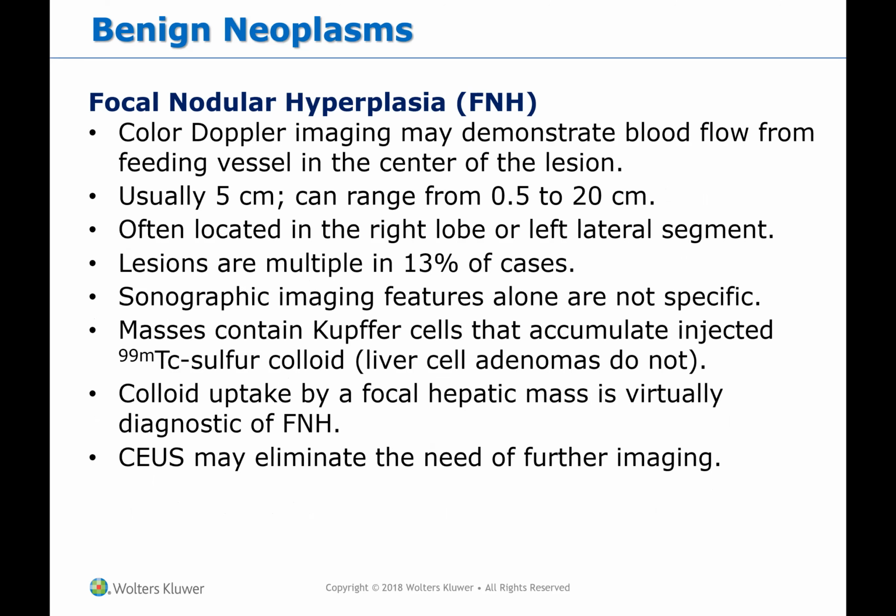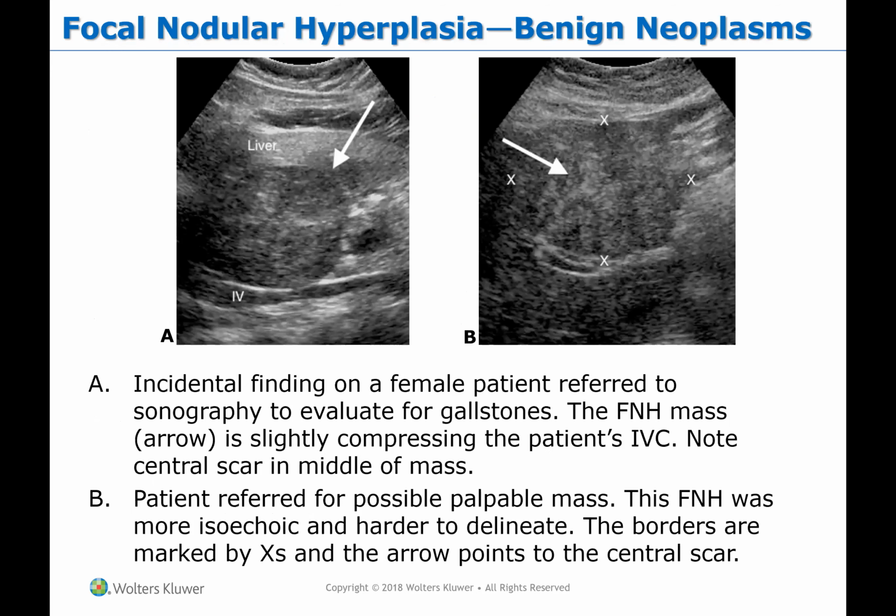The color Doppler may demonstrate blood flow from a feeding vessel in the center of the lesion, and it's usually 5 centimeters, but can range from 0.5 to 20 centimeters. That'd be pretty large. Here is what it looks like. So our hemangioma was bright and echogenic, and the focal nodular hyperplasia is more hypoechoic, right? But you can see the borders of it pretty easily.